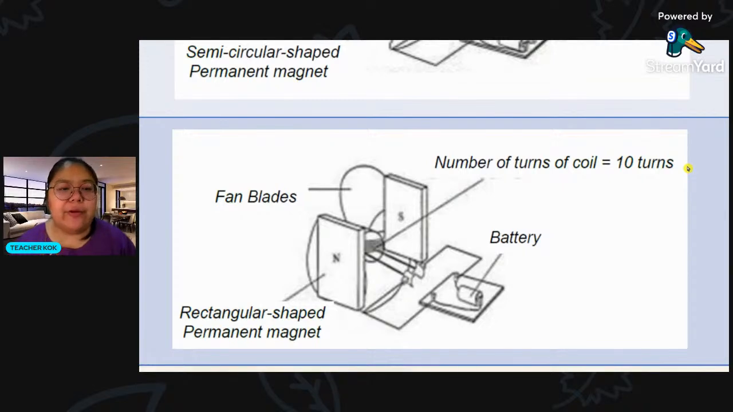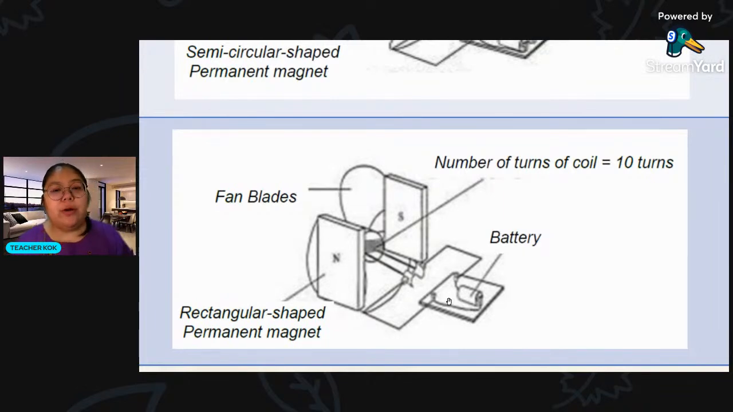Okay, after that, the fan blade is also like this. This one uses a rectangular shape. Rectangular shape means they still have a magnetic field, but the magnetic field is not focused, it is just straight lines. Battery, only 1. Battery only 1 means the current becomes less compared to just now.